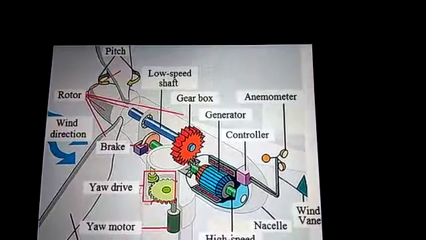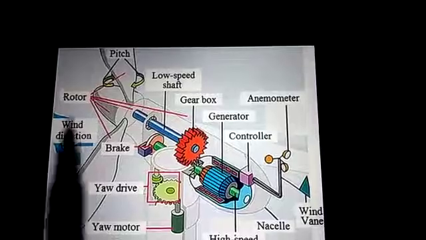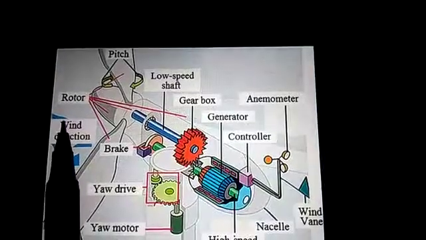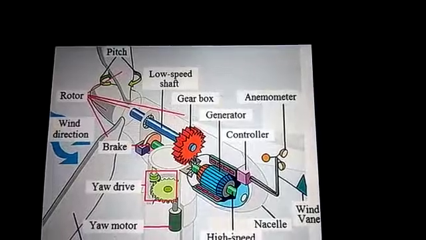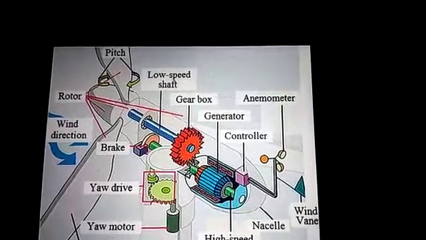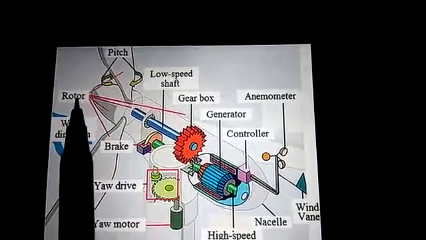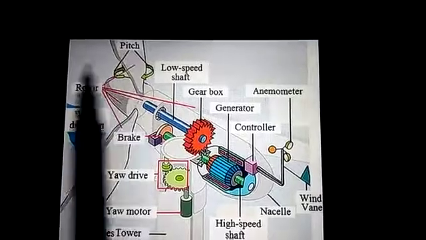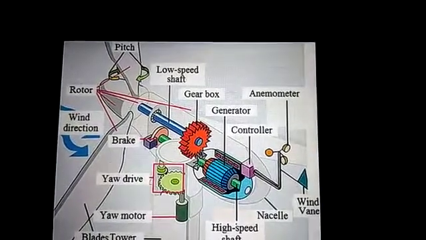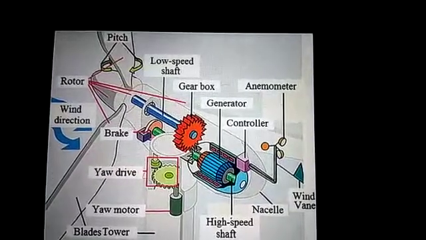Now we have to see what is working here. Rotor is a moving component which is attached with the turbine blades. See here, this is attached with the turbine blades. Now pitch. Pitch refers to the turbine blade pitch. We have to call it turbine blade pitch.